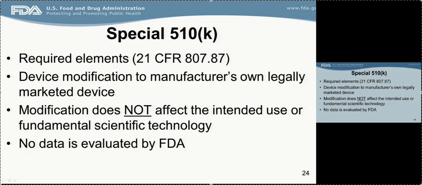A special 510(k) must also include the required elements of 21 CFR 807.87. However, a special 510(k) is appropriate when you are making device modifications to a manufacturer's own legally marketed device. Therefore, you're making modifications to your own product, so you own the predicate device. It's important to note also, though, for a special 510(k) to be appropriate, the modification may not affect the intended use or fundamental scientific technology of the device. The reason for this is that data is not typically submitted with a special 510(k).